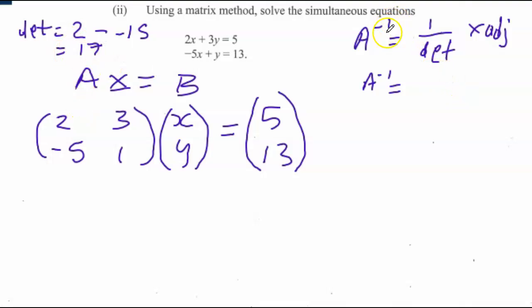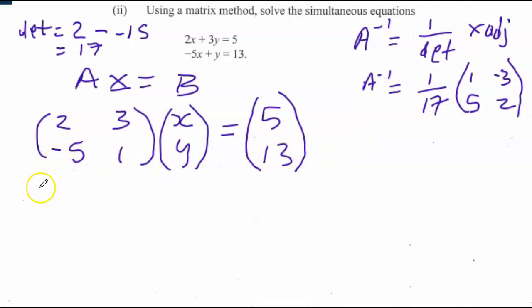So the inverse of A is 1 over 17 times the adjoint. And how do we get the adjoint now? We switch the elements in the leading diagonal here, so 1 and 2. And for the other diagonal, we just change the sign of the element. So negative 5 becomes positive, positive 3 becomes negative. So that's the inverse. So what we'll do now is times both sides by the inverse of A.